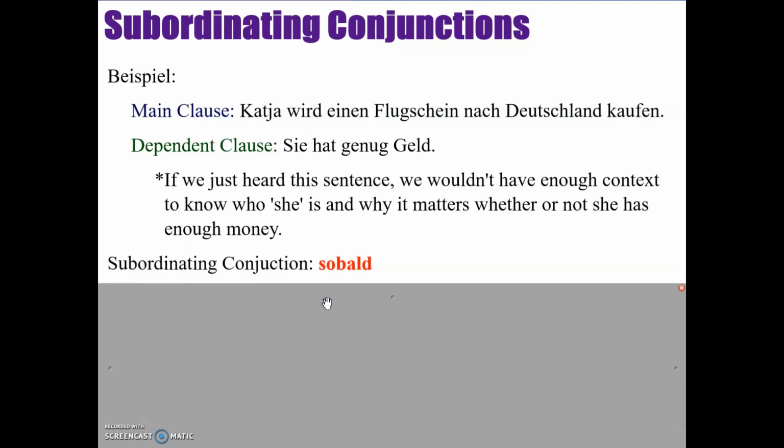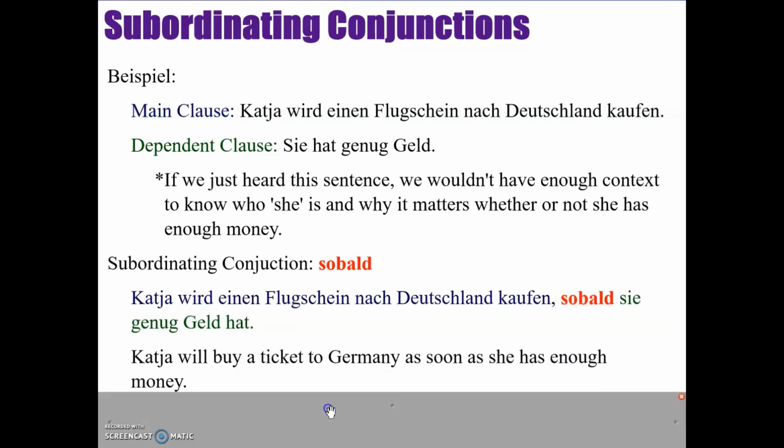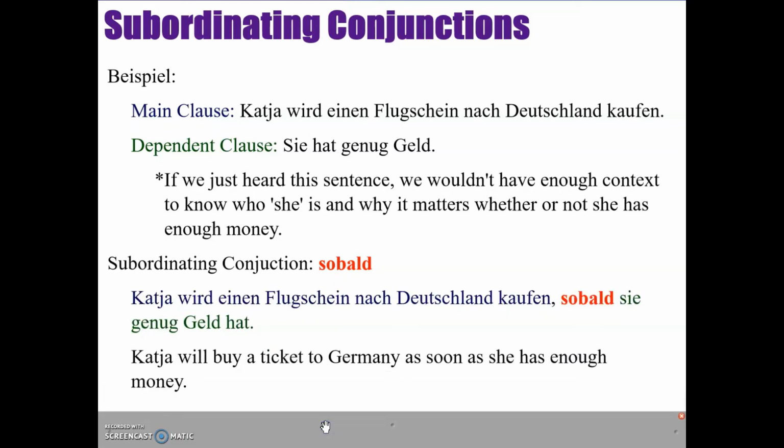We're going to put those together with the subordinating conjunction sobald, as soon as, and we would get the more complex sentence, Katja wird einen Flugschein nach Deutschland kaufen, sobald sie genug Geld hat. So Katja will buy a ticket to Germany as soon as she has enough money. We have our conjugated verb, hat, and it's going to get kicked to the end of the clause, sobald sie genug Geld hat.